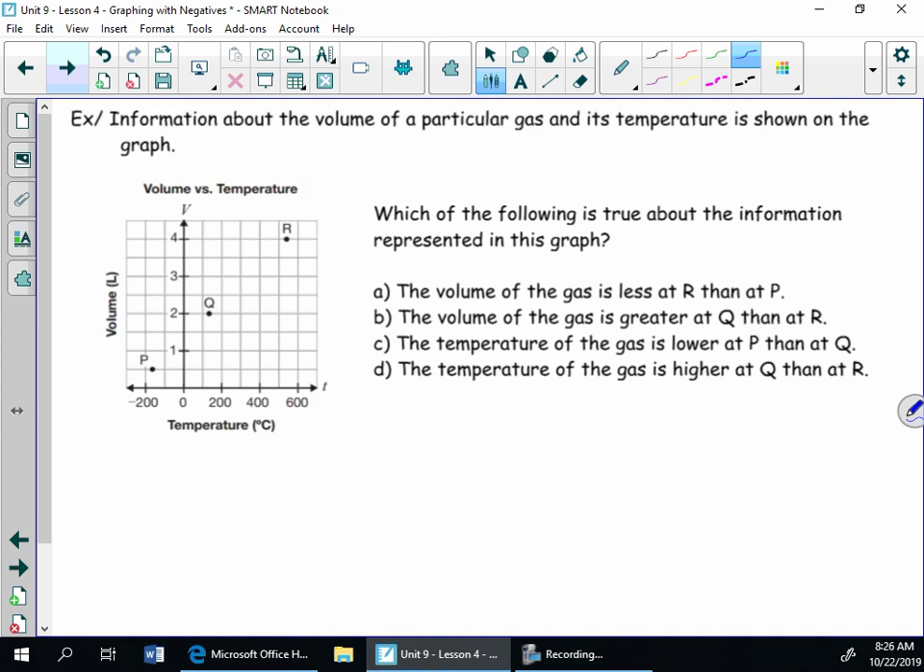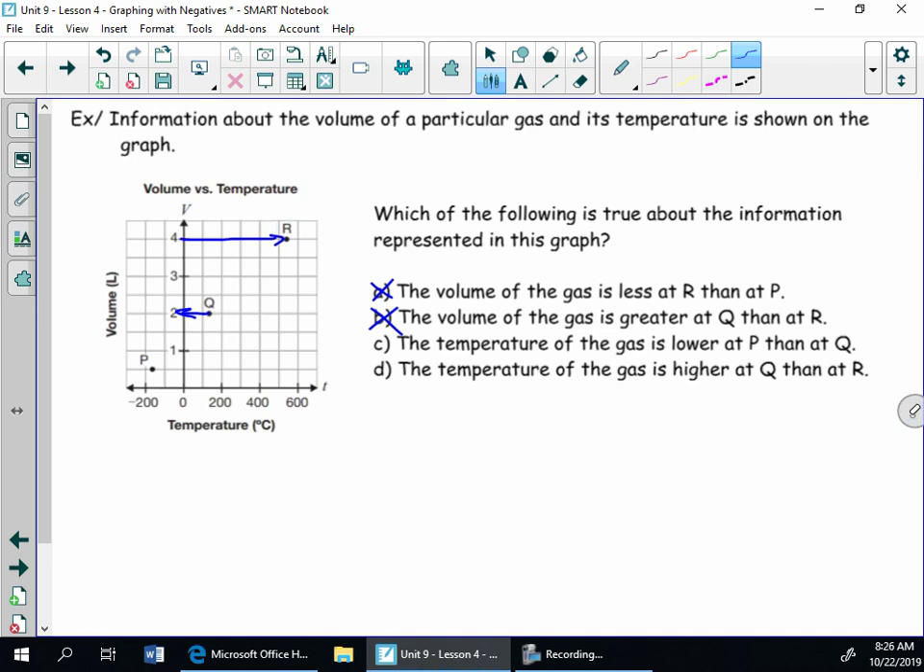Okay, and their volumes depend on what the temperature is. So what do we got here? We got some choices. The volume of the gas is less at R than at P. The volume of the gas at R is 4, and the volume of the gas at P is between 0 and 1. I'm going to guess 0.5. So it definitely can't be that. The volume of the gas is greater at Q. The volume of the gas is 2 compared to 4. Which is greater? I don't think Q is greater, so that's definitely not it.